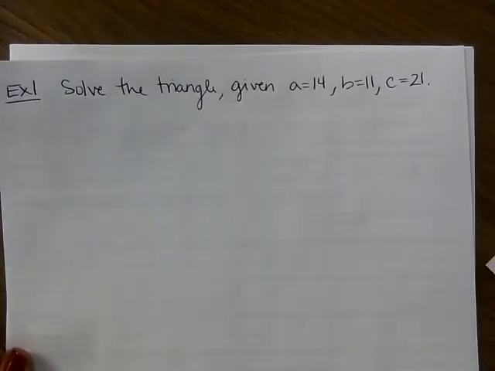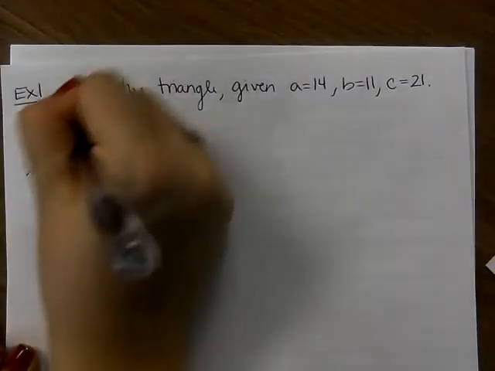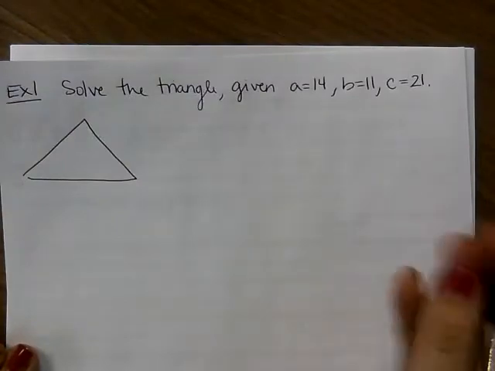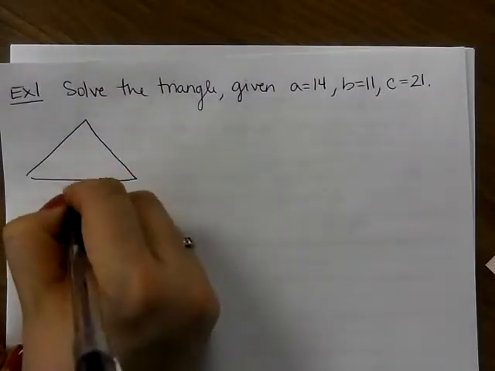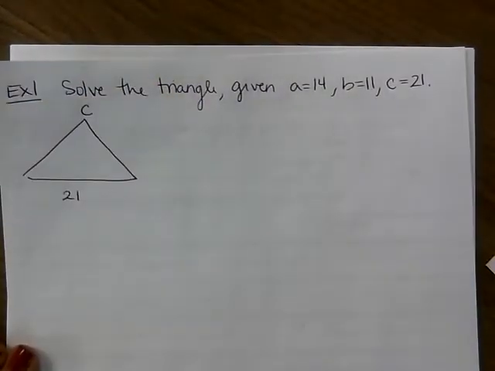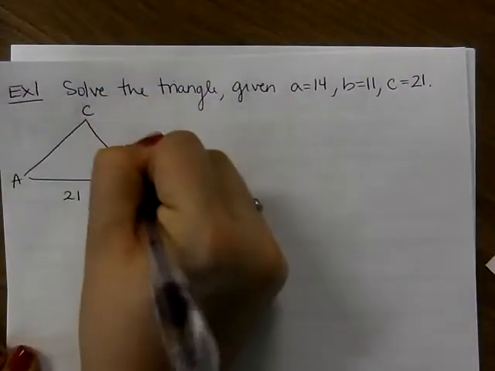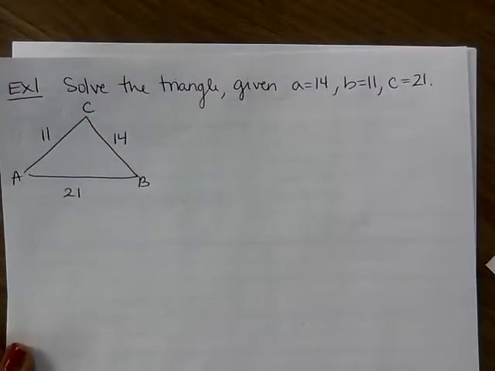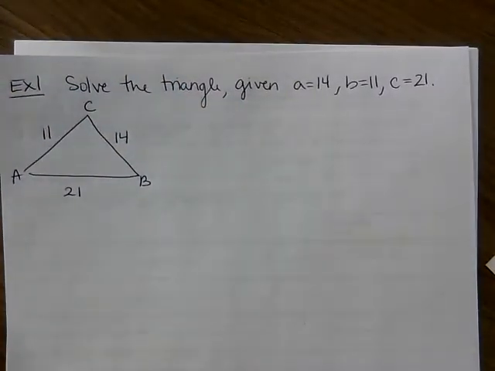The first thing we should do is draw a picture. Just draw a triangle and label it how it looks. This to me looks like the bottom side, so that's c. I don't know, these are pretty close. I'm going to call this a and this b. So this is 14 and this is 11. It just gives you a better idea of what you're looking for.